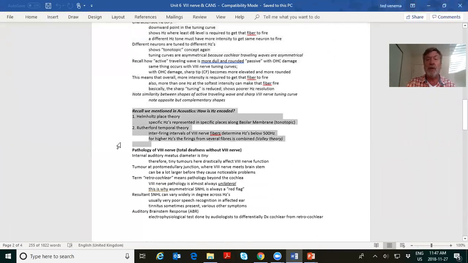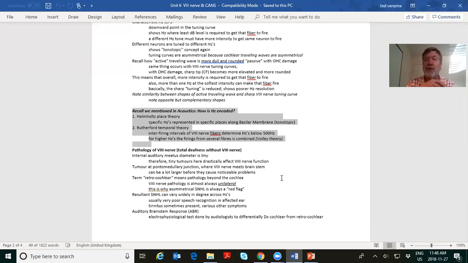Recall from acoustics, I would make sure you have a passing awareness about the differences between the Helmholtz place theory and the Rutherford temporal theory. In other words, how do we tell what the pitch is? How do we tell what the frequency is? Well, Helmholtz described the fact that the apex of the cochlea represents lows and that the base of the cochlea represents highs. Okay? In other words, the cochlea is tonotopic. That's the easy one.